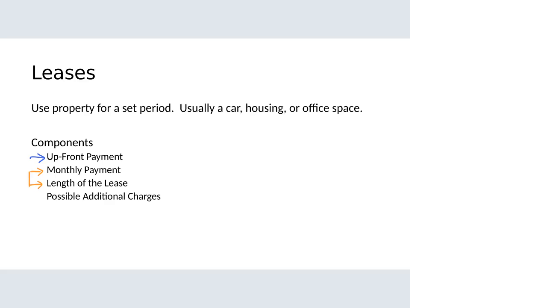These two kind of go together because we're going to be making a monthly payment for a certain amount of time. And then finally, there could be additional charges associated with the lease. Maybe there's not, but there could be. These could be associated with a car. You might be limited to a certain number of miles, and if you go over that, then you have to pay extra. Or if it's an office space, maybe there's a cleaning fee when you get to the end of the time of using the office space. So these are the components of the lease that we're going to consider when we figure out the total cost.